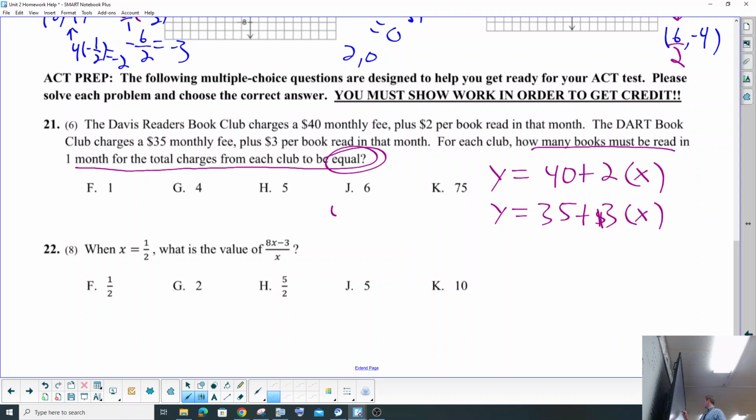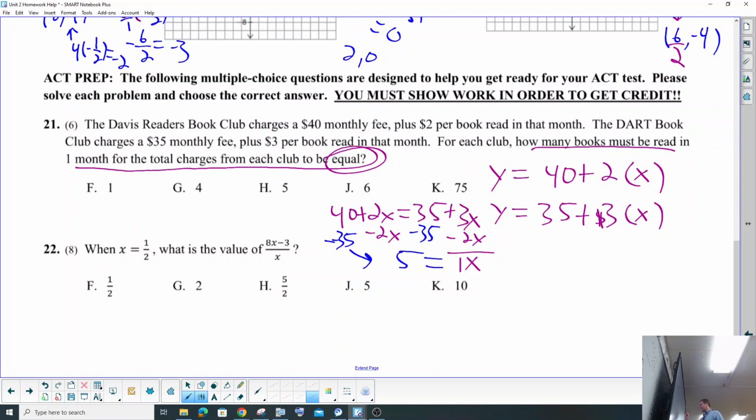And so all you do is take each equation and you set them equal to each other to solve for x, to see how many books would have to equal each other. And so we minus the 2x over to this side, and we get a 1x. And then we go ahead and minus 35 over to this side. And 40 minus 35 is 5. So it's 5 books.